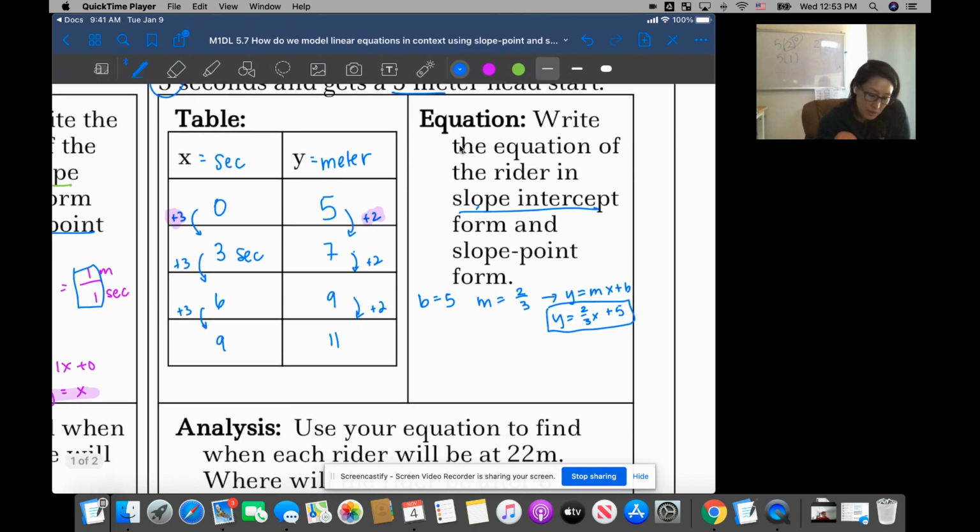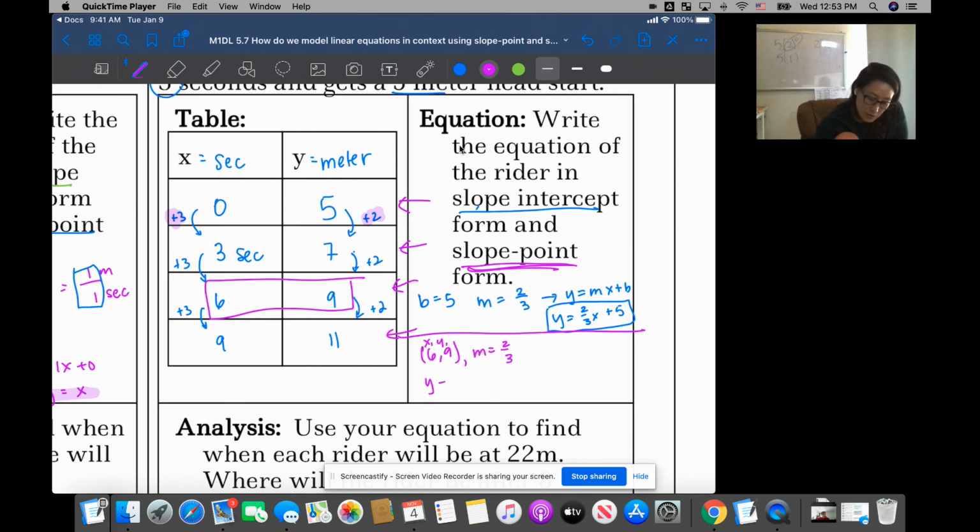Okay, in slope point, we're going to choose a point. It doesn't matter which combination or which ordered pair you use. I'm going to use this second to last one. Okay, so the point is going to be 6, 9, and the slope is still the same. So we're still changing by the same rate, which is 2 over 3, x1, y1.